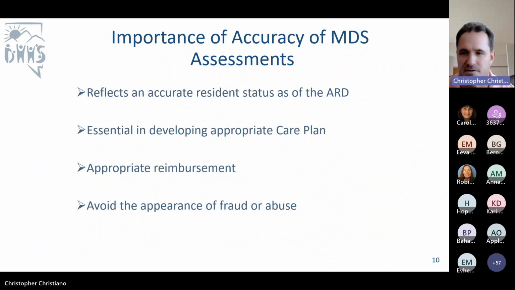So accuracy is basically the same thing. The importance of the accuracy of the reviews are as follows: to reflect the accurate resident status as of the ARD. And something to note about the ARD with Section GG, as we discussed in our last training, we're used to that 7-day look back period with Section G.